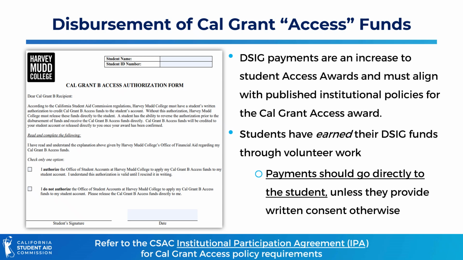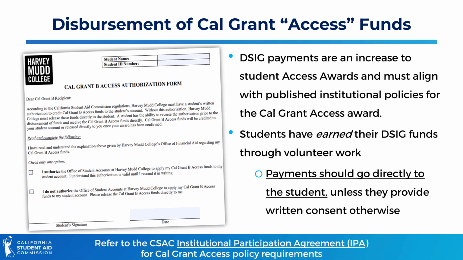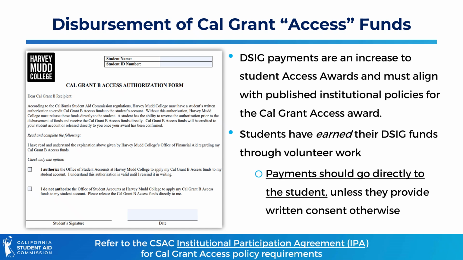Institutions with a default access policy that automatically applies Cal Grant funds to any outstanding campus charges must also provide students the alternative to receive funds directly. Additionally, this policy must be posted for students to see, such as in the Financial Aid Office, on student portals, or an authorization form for the student to sign, like the example on the screen.